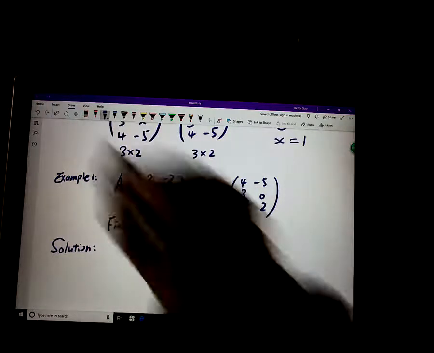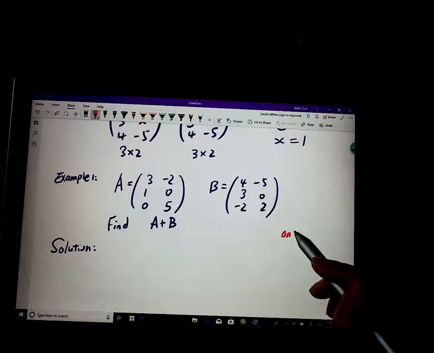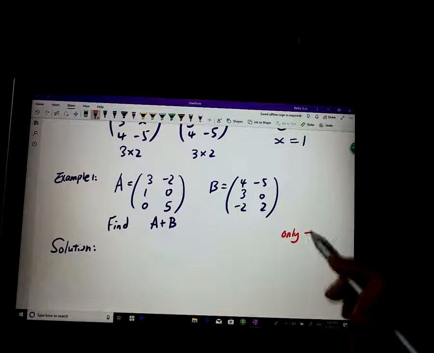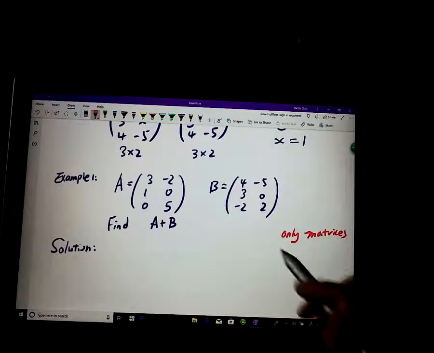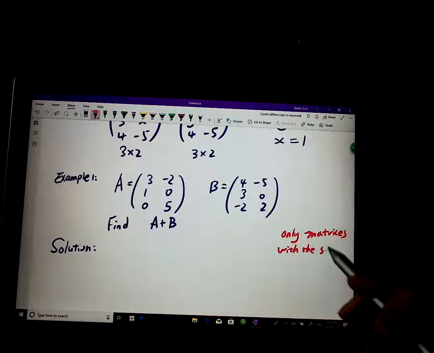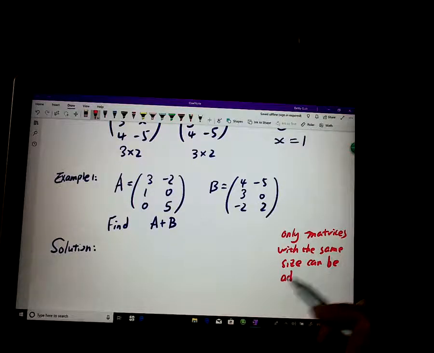So I'm going to write this sentence here: only matrices with the same size can be added or subtracted from one another. You know what I'm saying here? When we add two matrices together or subtract one matrix from the other, we can only do that if the two matrices have the same size.